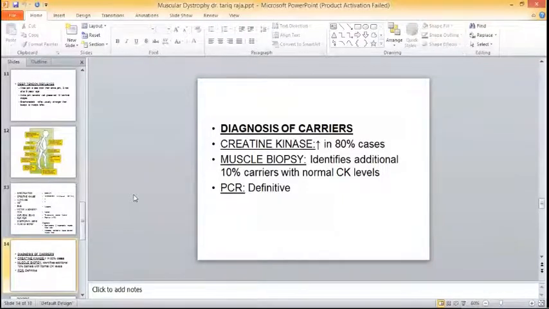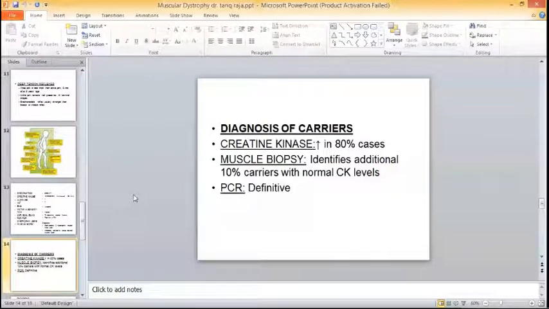How would you diagnose the carrier of the disease, as all of the children or family members cannot be examined for symptoms? For other family members, specifically the male members, creatine kinase would be raised in 80 to 90% of the cases. For the remaining 10%, the ambiguous carriers who do not clinically fit the criteria but you still suspect Duchenne muscular dystrophy, you would go for muscle biopsy, and PCR would be definitive in those cases.